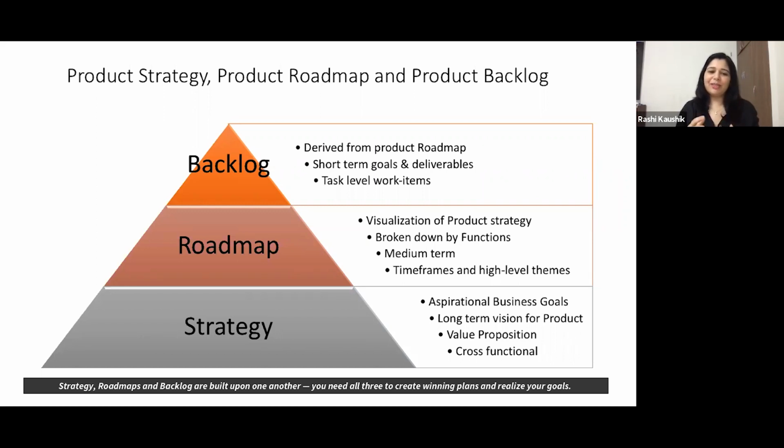Strategy forms the foundation and is the primary reason you are actually creating the product. At a high level, it defines the aspirational goals or vision for your product. It also details out the value proposition you are trying to bring for the customer. Product strategy is generally a long-term vision. It can be a 3-year or a 5-year strategy based on your product, and in most cases, it's cross-functional. The strategy is often conceptual in nature and sometimes not fully shaped.